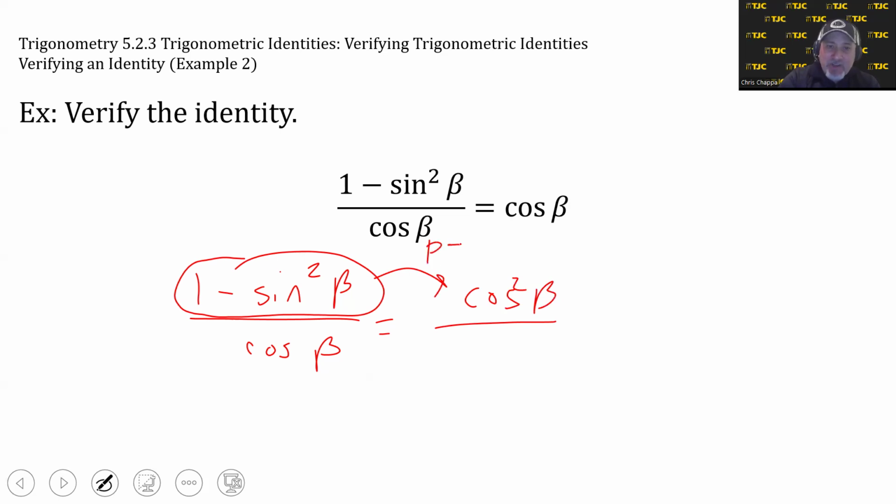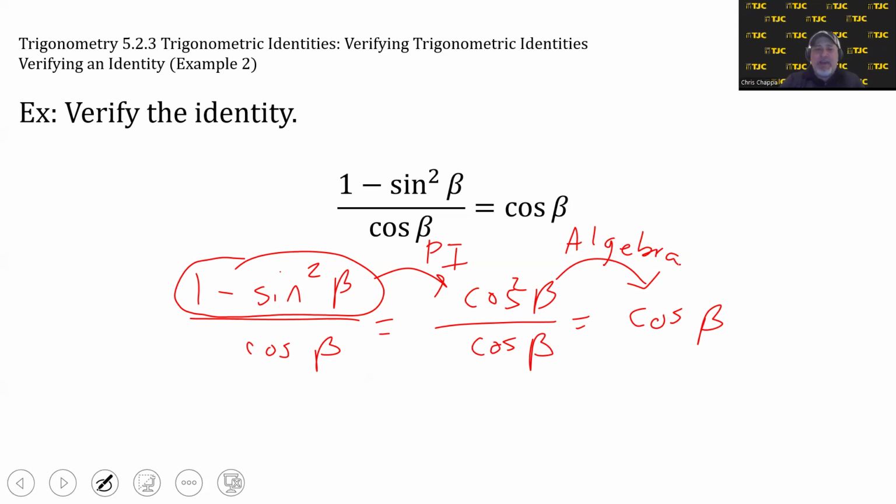And one thing I didn't mention in the previous video is that every time we do a trig move, use a trig identity, I cite it by saying, in this case, PI for Pythagorean identity. Now, if you do an algebra move, there's no need to cite it. I guess you could just say algebra. For example, cosine squared of beta over cosine of beta collapses down to cosine of beta. So if you wanted to justify that move, you could just say algebra. But I'm not going to require you to cite every time you do an algebra move.